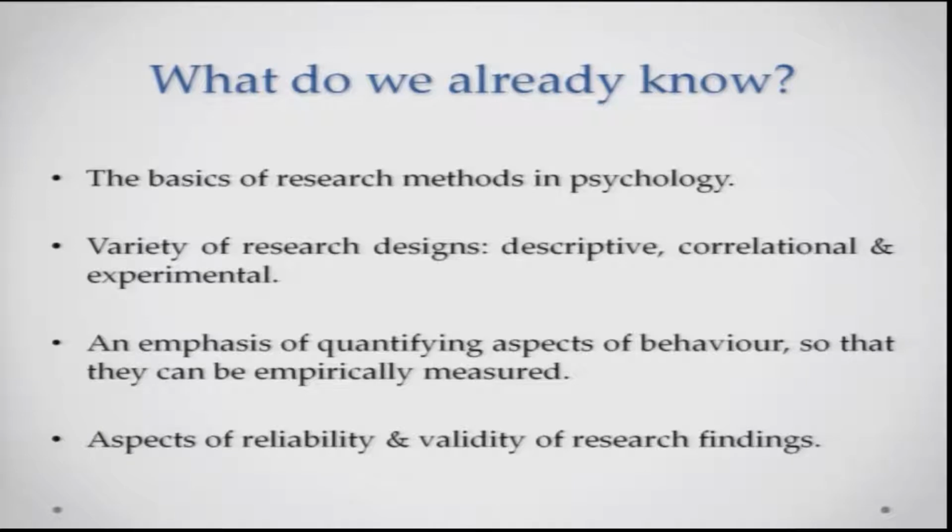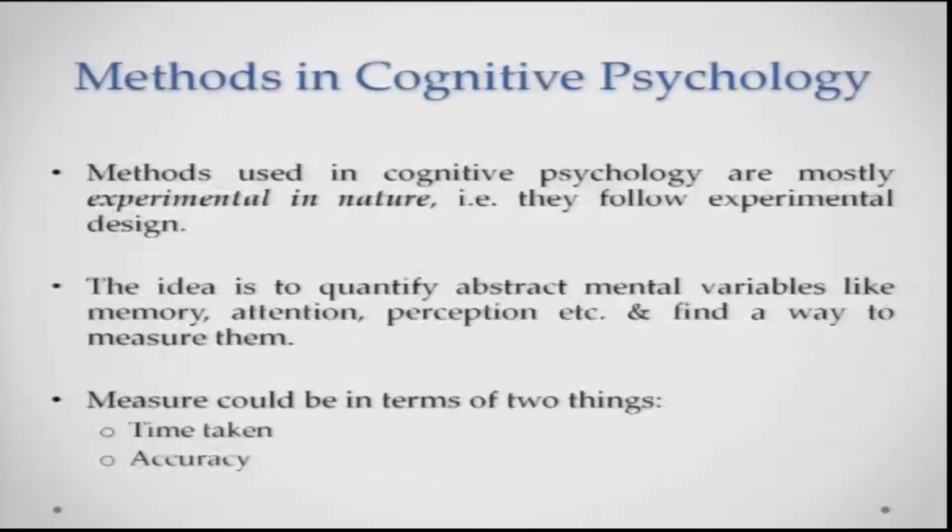Let us now talk about methods which are used in cognitive psychology specifically. Methods in cognitive psychology are more or less experimental in nature. So, generally we are following the experimental research design. That is to say, we are always interested in manipulating certain variables and testing the effects of this manipulation on certain other variables.